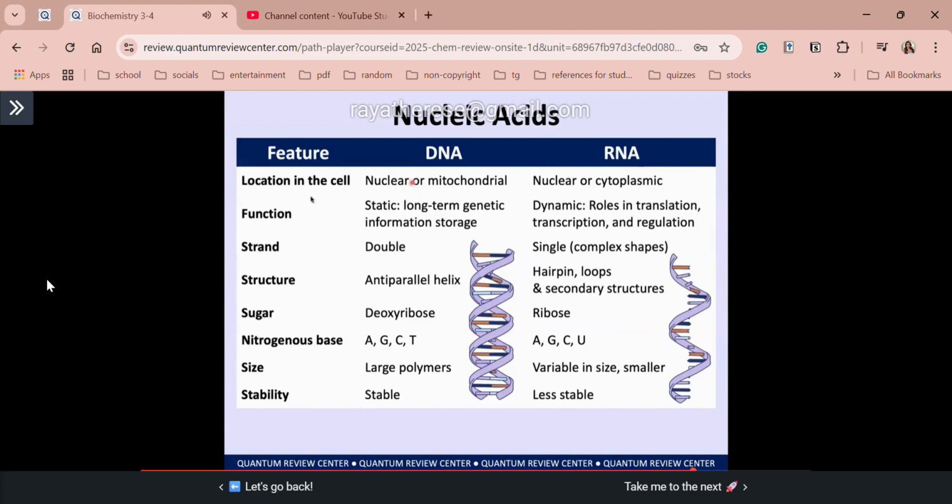For function, DNA is very static, meaning it is for information storage only. And as I have said, RNA is dynamic because it has several roles in translation, transcription, or even in regulation. Alright? For its structure, DNA, as we all know, is double-stranded, contributing to the stability of its structure. However, RNA is only single-stranded or sometimes in complex shapes. So later on, I will flash some examples of RNAs.